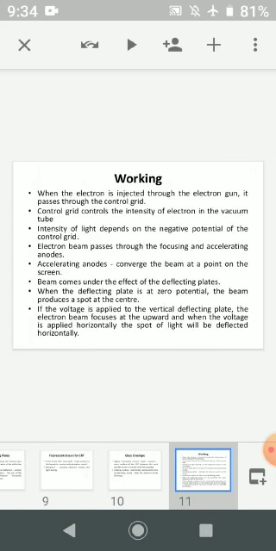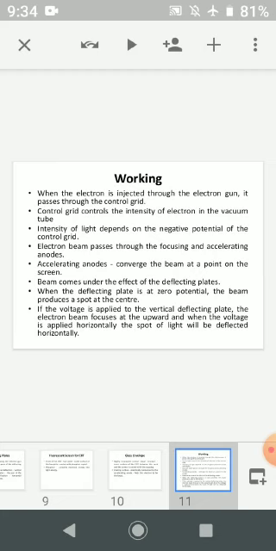Let's move on to the working of the cathode ray oscilloscope. When the electron is injected through the electron gun, it passes through the control grid. The control grid controls the intensity of electrons in the vacuum tube. That is, if the control grid has a high negative potential, then it allows only a few electrons to pass through it. Thus, a dim spot is produced on the screen. But if the negative potential on the control grid is low, then a bright spot is produced. Hence, we can understand that the intensity of light depends on the negative potential of the control grid.